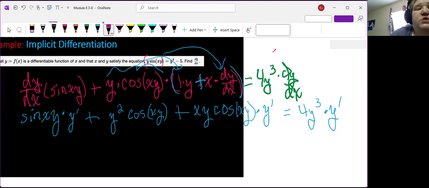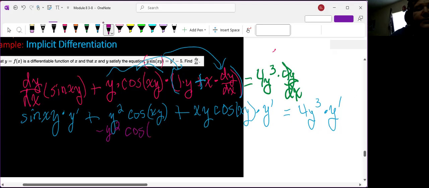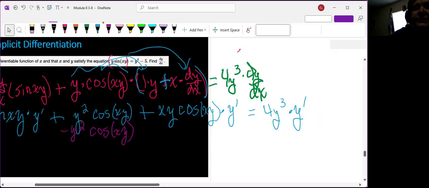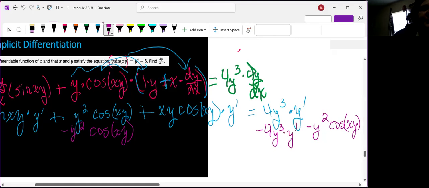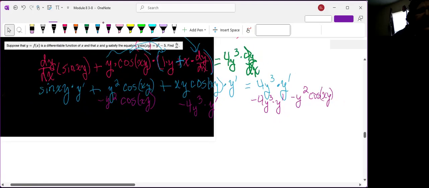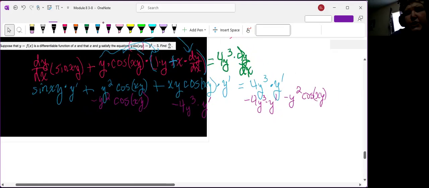All right, so this y squared cosine xy is our only term that does not have a y prime. So I'm going to subtract it to the other side. And then this y cubed y prime, I'm also going to subtract, so it's on the side with the y primes. And I'll just put it here. And again, nothing is ever like terms. It's a shock when it happens. So don't expect anything to ever combine. If you're wondering how do I combine this, odds are you don't.